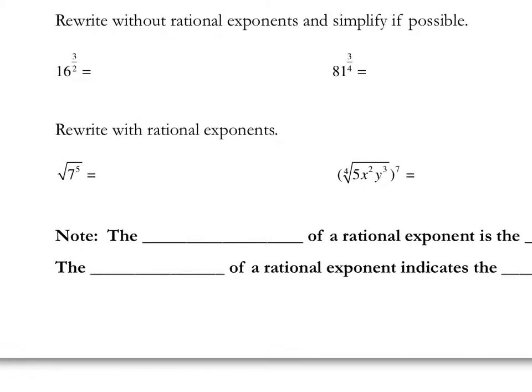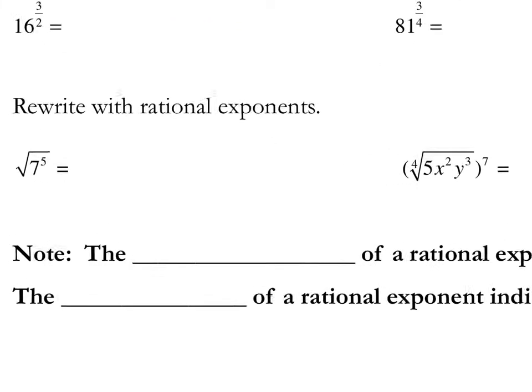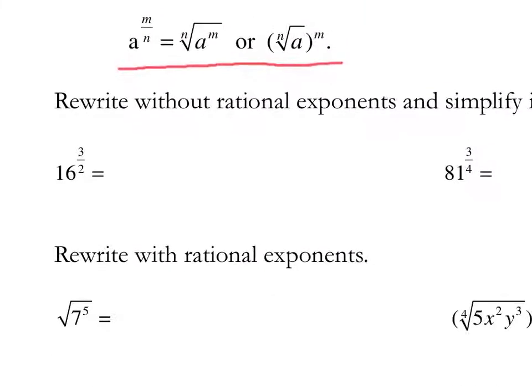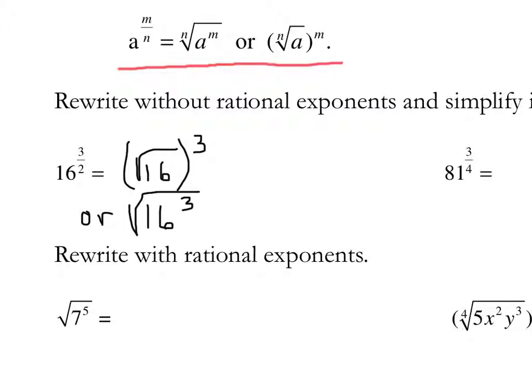Rewrite without rational exponents and simplify if possible. So we have 16 to the 3/2. Now remember, we said we could take the root first or raise to the power first. So we could think of this as the square root of 16 and then raise it to the 3rd power. Or we could think of it as 16 to the 3rd power and then take the square root.